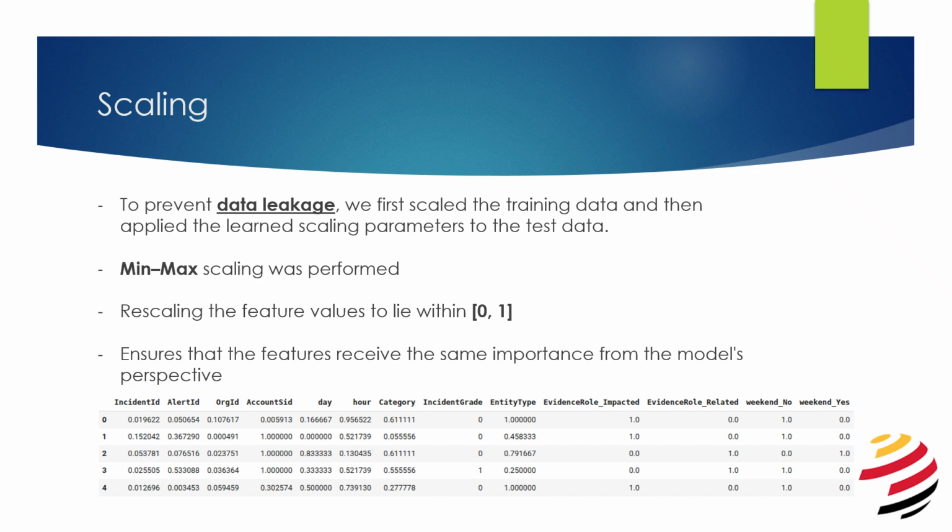To make sure features contributed equally to the model, the feature values have been normalized using a min-max scaler. This transformation rescales all numerical features to fall within 0 to 1. To prevent data leakage in the test set, scaling was first applied to the training data, and the learned parameters were then used to normalize the test data.